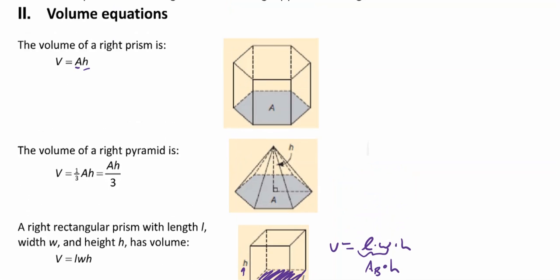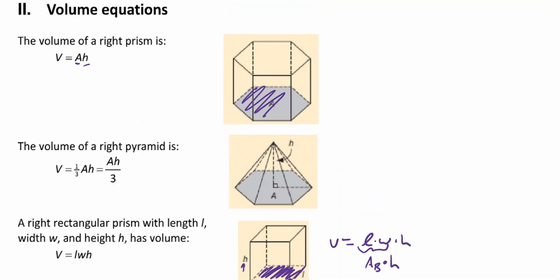But we can think about it in this example as still just the area of this hexagon and then times the height. And that's always going to be the case when we're looking for volumes. Just find that area, and then multiply by however high it is.